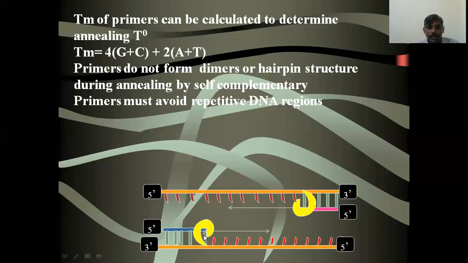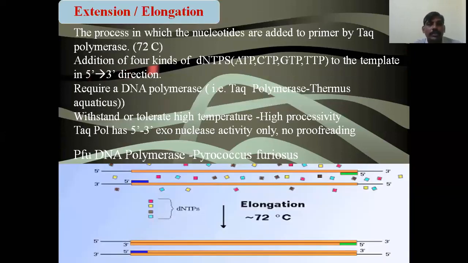So this is the DNA polymerase enzyme. Two primers are needed, with the DNA polymerase catalyzing the extension or elongation of the DNA strand by addition of nucleotides. So next, the third step is extension or elongation. This is the process in which nucleotides are added to the primer by Taq polymerase. So here we can see this is the primer and this is one more primer. It continues the synthesis of the new strand.